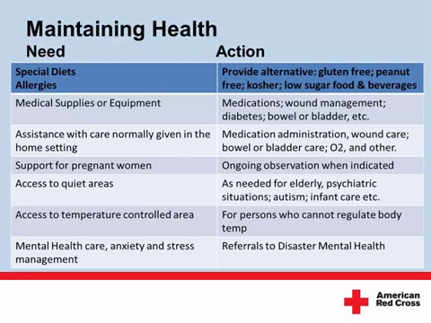You might be looking at medications, wound management, diabetes, bowel or bladder care, assistance with medical care that's normally given in the home, like they might be on oxygen at home, or might have to do self-catheterization. You want to think about your pregnant women, nursing mothers and infants, and make sure you have the support they need to continue their care.